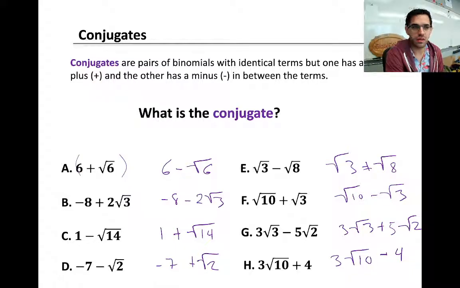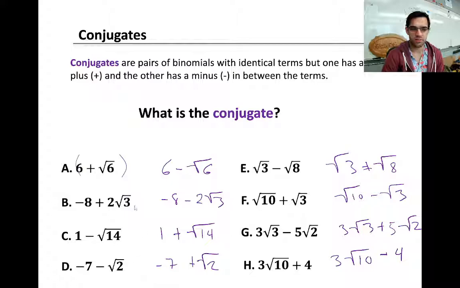Alright, first of all, what is a conjugate? So when you have, for example, a binomial, two terms added or subtracted together, conjugates are pairs of binomials with identical terms, except one has a plus sign in the middle and one has a minus sign. So, for example, 6 plus root 6, that's a binomial, its conjugate would be 6 minus root 6. B, negative 8 plus 2 root 3, its conjugate would be negative 8 minus 2 root 3, and so on. You can see, hopefully, the pattern here.